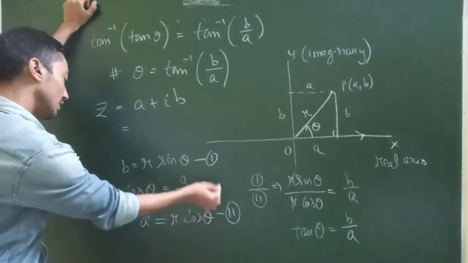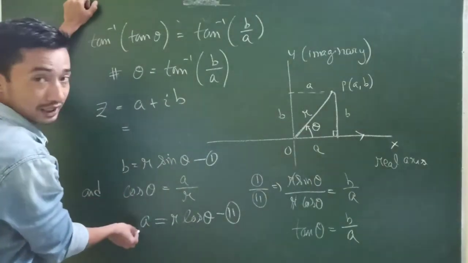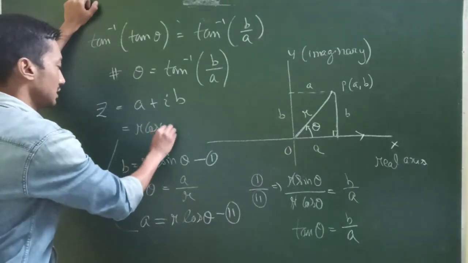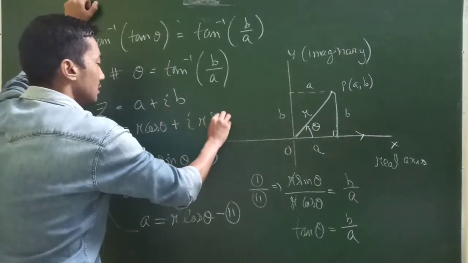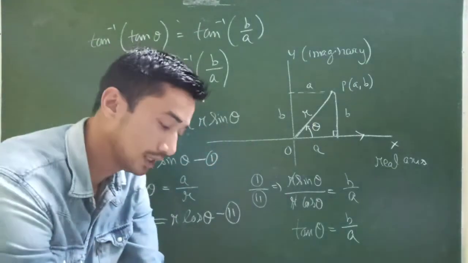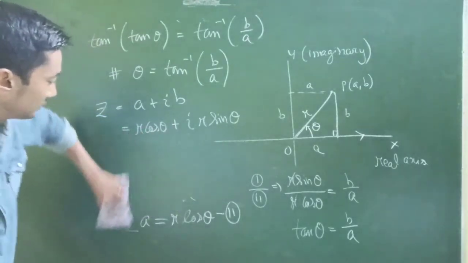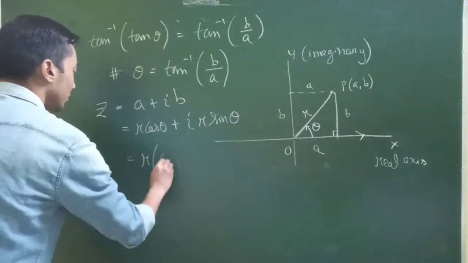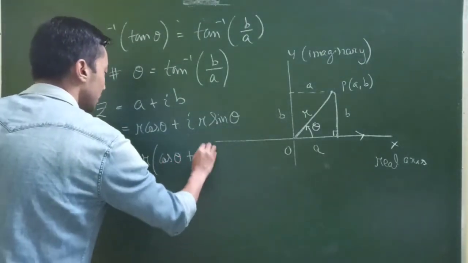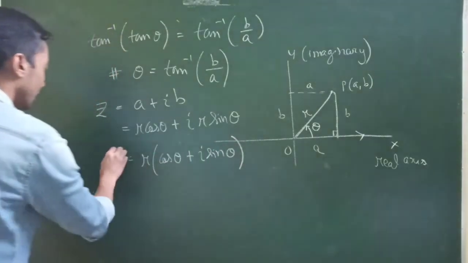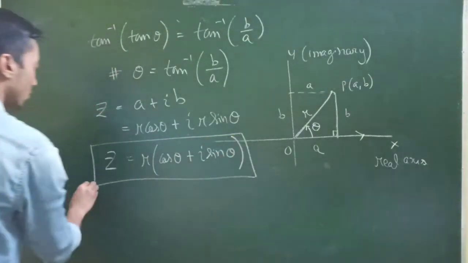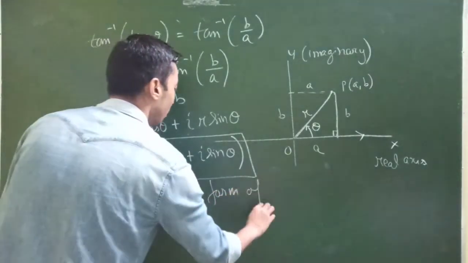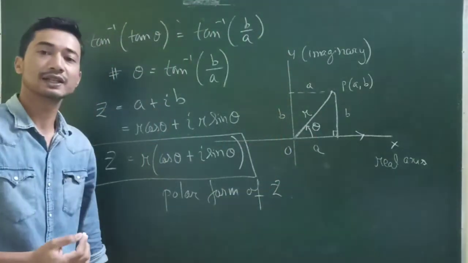Now see, in equations 1 and 2, we already calculated the values of a and b. Now all I have to do is substitute them back here. What is a? That's r cos theta. What is b? That is r sin theta. So this is not needed now, and this is also not needed. Taking r common, I will have r times cos theta plus i sin theta, and this is called the elusive polar form of a complex number.